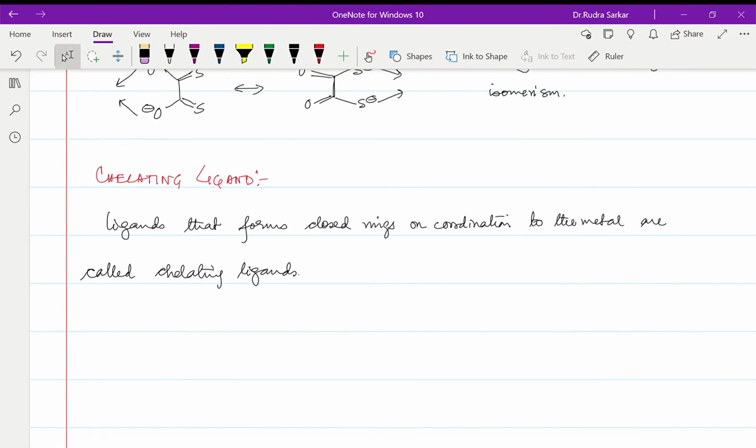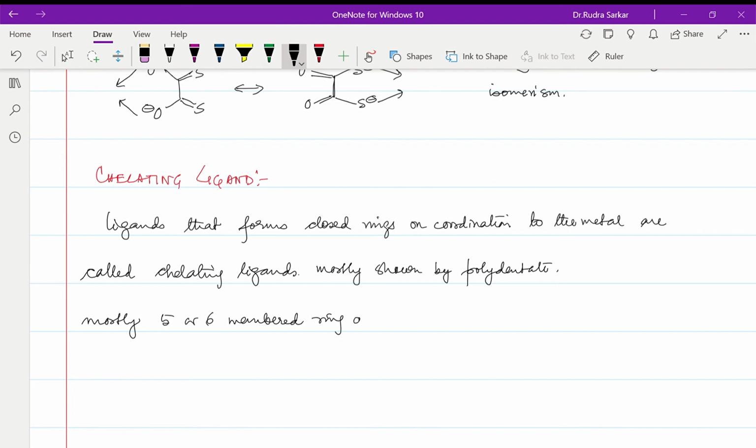Mostly this type of behavior will be shown by polydentate ligands. So your monodentate ligands will not be showing any chelating behavior. That should be kept in mind. And over here, mostly five or six membered rings are formed, which are strain free. That means there is less angle strain than four or seven membered rings.